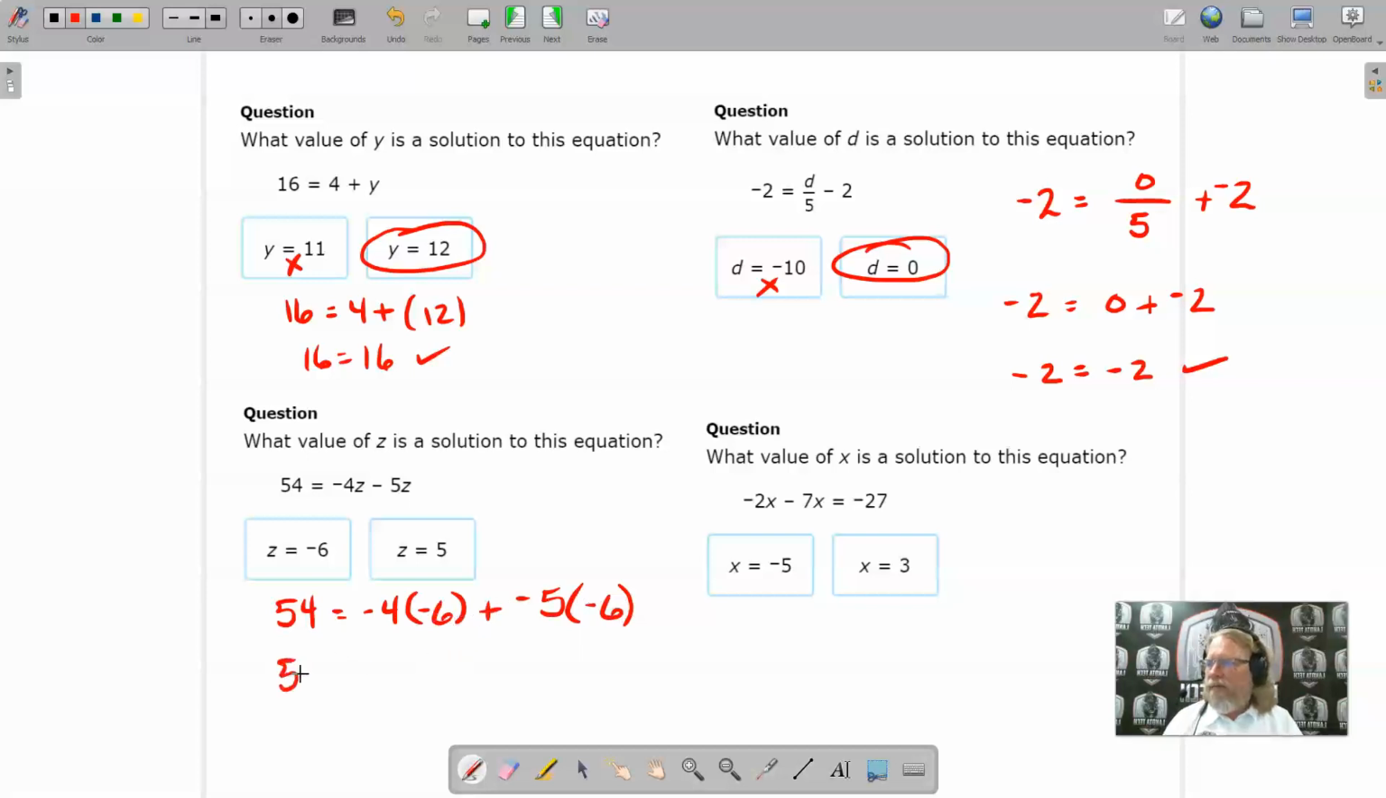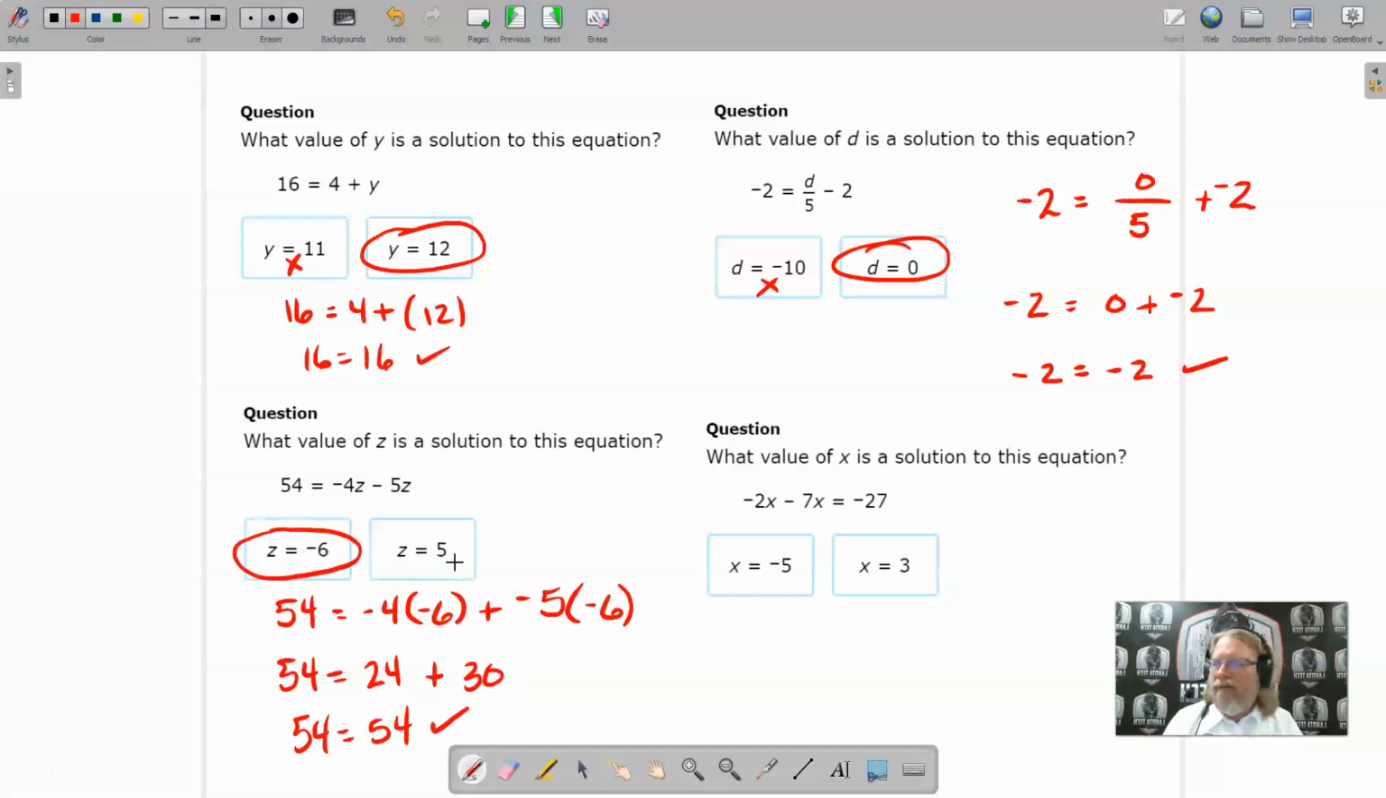So we end up with 54 equals negative 4 times negative 6 is positive 24, because a negative times a negative equals a positive. And then add to that negative 5 times negative 6. Negative times negative equals a positive. 5 times 6 is 30. And then 54 equals, well, 30 plus 24 is indeed 54. So this produces a true statement. So z equals negative 6 would be the correct answer.